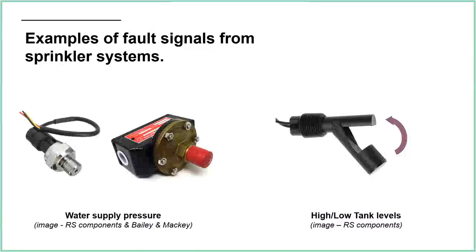Okay, let's have a look at some examples of fault signals on sprinkler systems. So where would we be getting our fault signals from? So first of all, it's monitoring the water supply pressure. That could be done with a pressure transducer or with a more traditional pressure switch. A couple of examples there on the left-hand side.